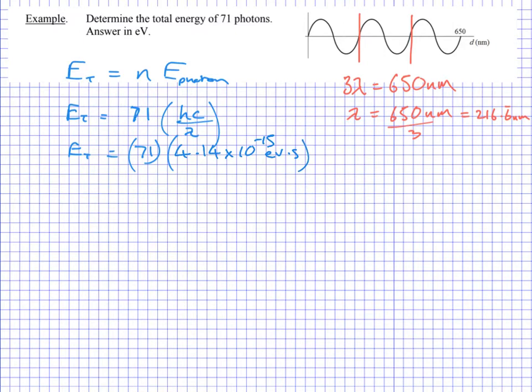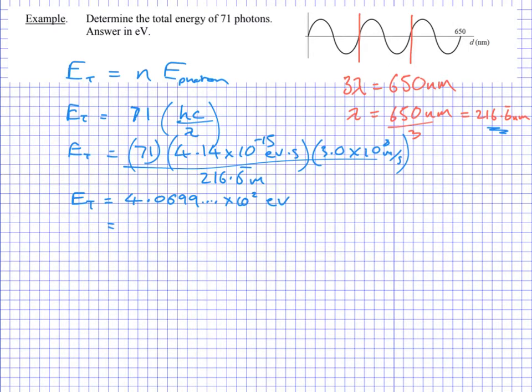I'm going to keep going. I'm going to multiply this by the speed of light, which is 3 times 10 to the 8 meters per second, and then all over the wavelength, which I established to be over here, 216.6 recurring. That's meters. And that's going to give me my total energy, which if I plug into my calculator gives me 4.0699, lots of other decimal places, and that's going to be times 10 to the 2 eV.